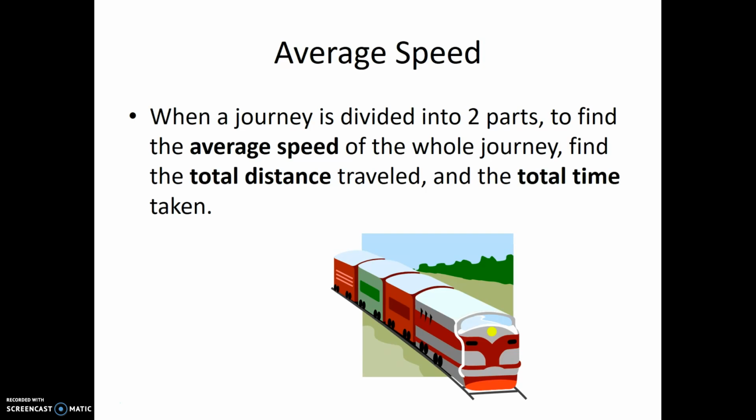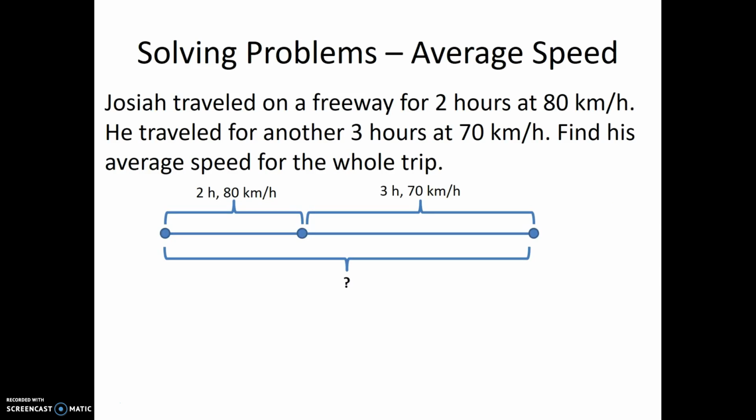When a journey is divided into 2 parts, to find the average speed of the whole journey, find the total distance traveled and the total time taken. Okay, so here's what I mean. Let me show you through this problem.